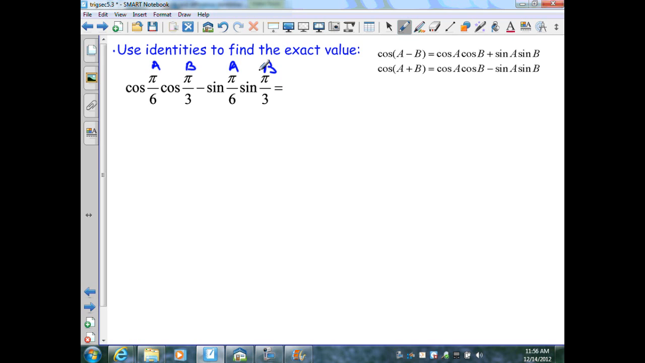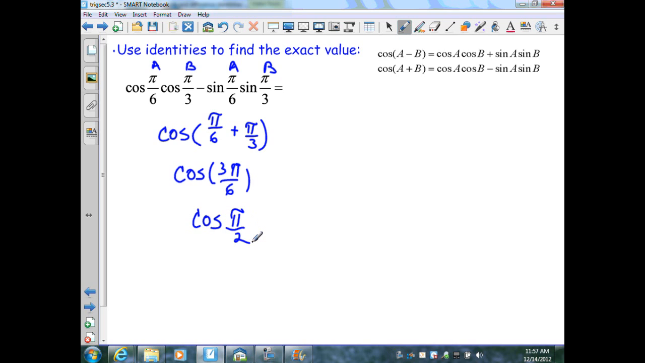And when I compress that into cosine A plus B, I will have cosine pi sixth plus pi thirds. And when I simplify, that's going to be cosine. And this would be a common denominator of 6, so that'd be 2 pi over 6, which would give me 3 pi over 6, or also cosine of pi over 2. And we know that the cosine of pi over 2 in our unit circle is 0.